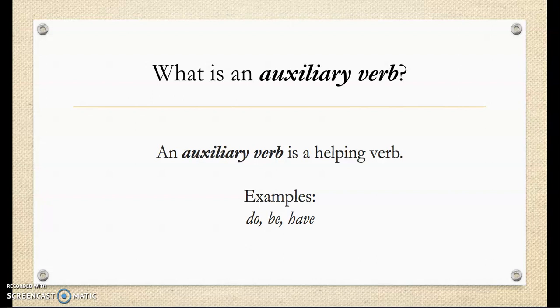Auxiliary verb. For example, we have the word do, we have the word be, and also have. These are the three main examples that we will look at today. Do, be, and have. All three of these are what? Auxiliary verbs.